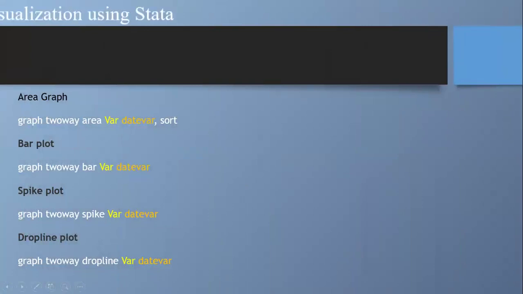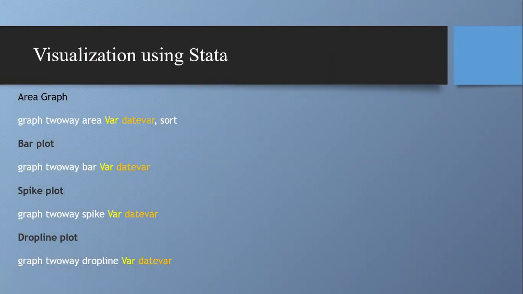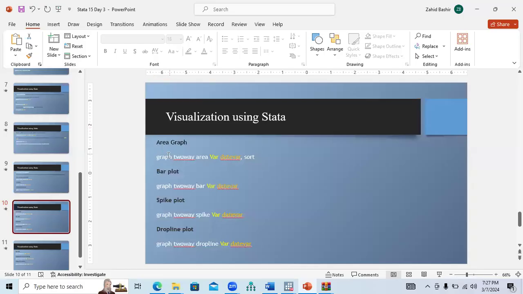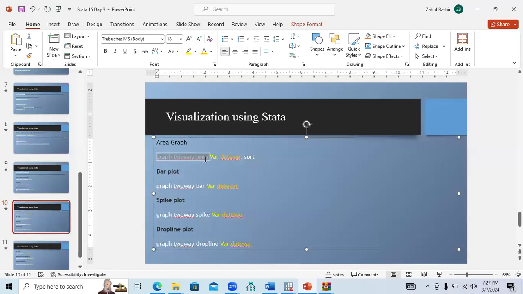It indicates the area graph. Whenever you have some data set and you need to find out the area of a particular variable, that how much area that particular variable has covered, you can use this command. So let's suppose I would like to use this command, graph twoway area, variable and sort. So what they have done, they have replaced the previous one.